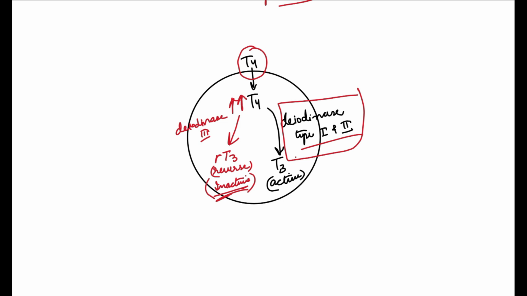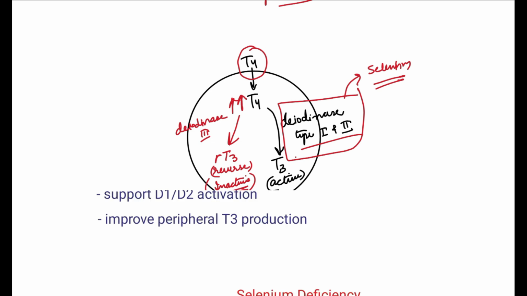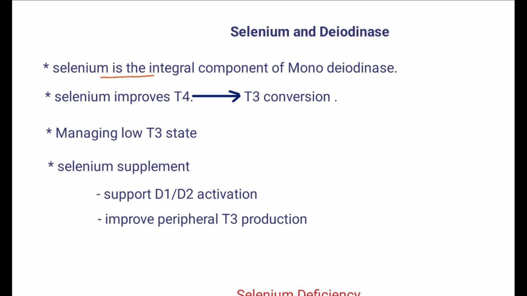Important point regarding the deiodinase: selenium is the integral component of these monodeiodinases, especially type 1 and type 2. As selenium is the integral component of monodeiodinase, the thyroid gland contains more selenium per gram than any other organ. Selenium improves the conversion of T4 to T3, especially in patients on levothyroxine.